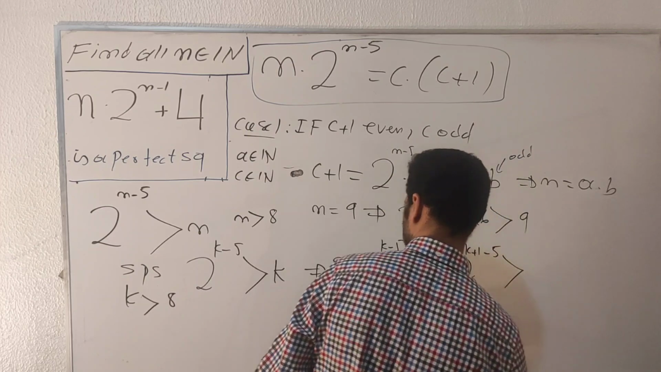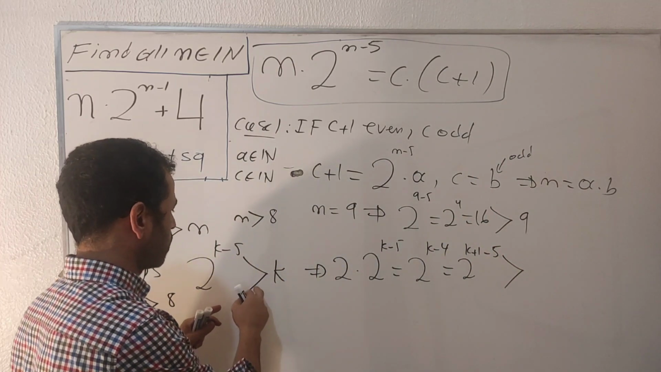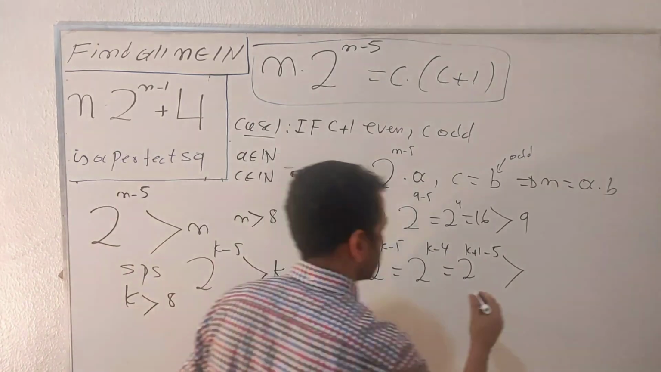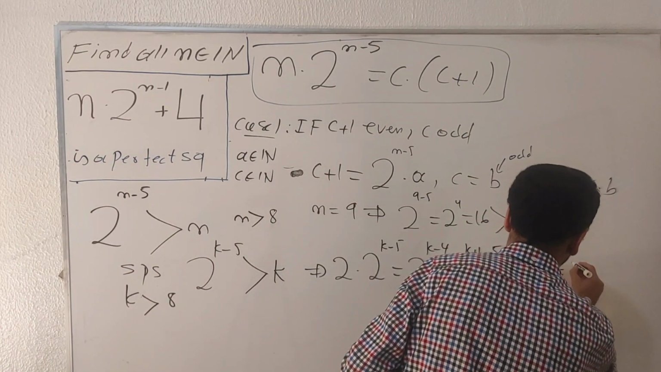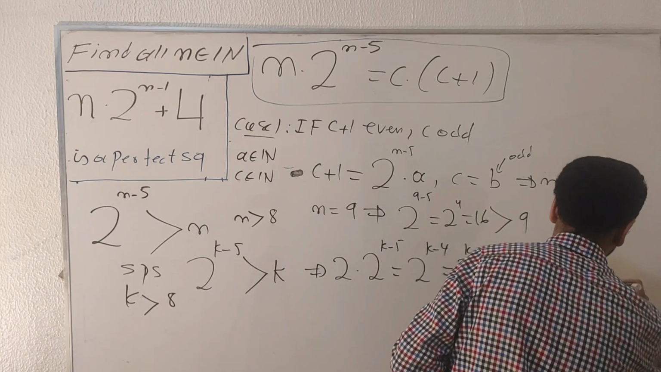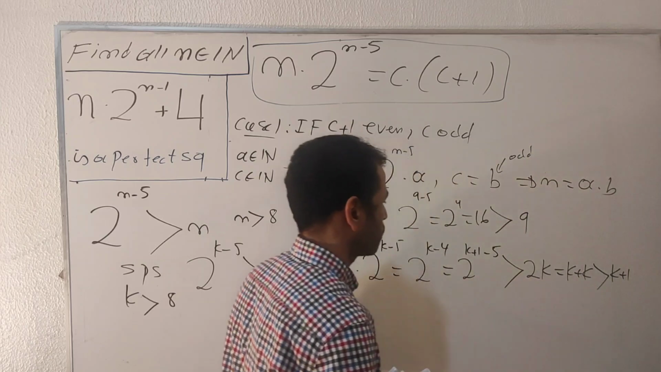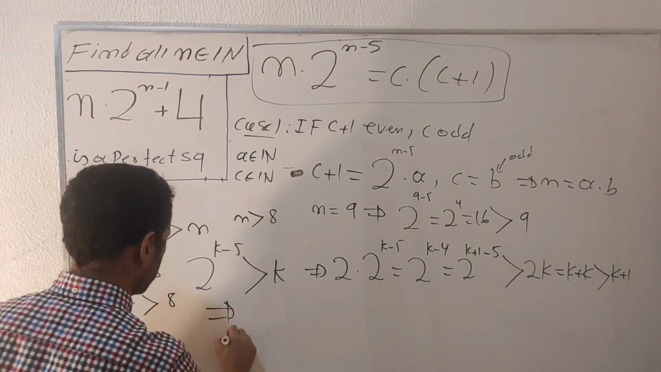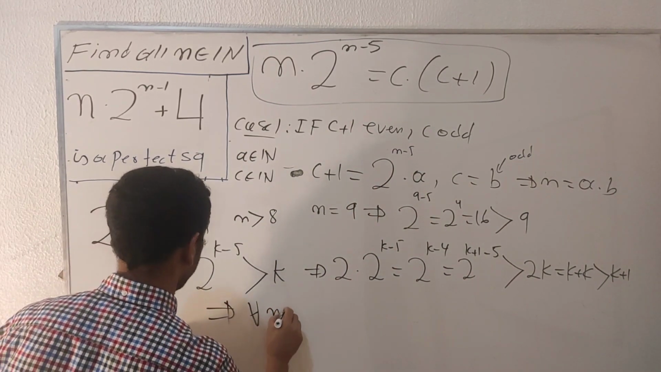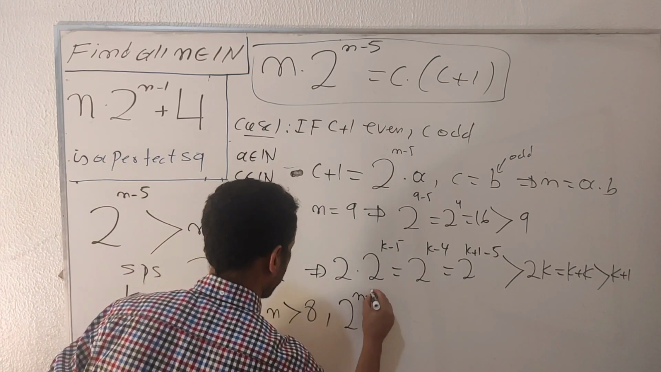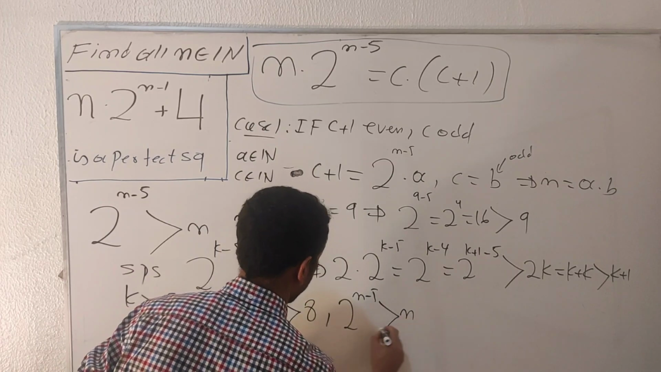We have strictly superior. Since we multiply both sides by 2, I'm going to multiply this one by 2 as well. So I get here 2k, which equals k plus k, which is strictly superior than k plus 1. Okay, like this. Thus, for all n strictly superior than 8, we have 2 to the n minus 5 is strictly superior than n. Okay.